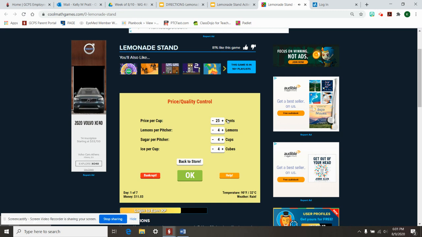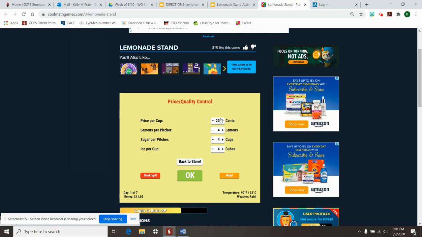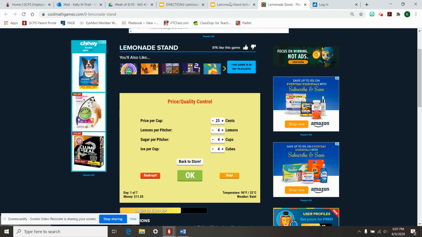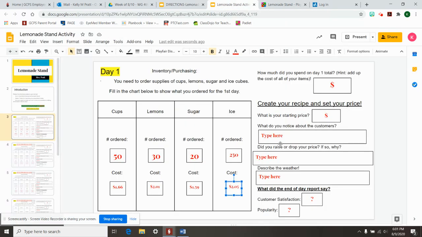Now, I need to decide whether I'm going to sell for 25 cents or more or less if I'm going to keep the recipe that I was talking about. So the recipe calls for 4 lemons, 4 cups of sugar, and 4 ice cubes per cup. I'm going to keep all of this the same for right now, and then later on I can experiment. Do I need to put anything like that over here? I do not. So I'm good.